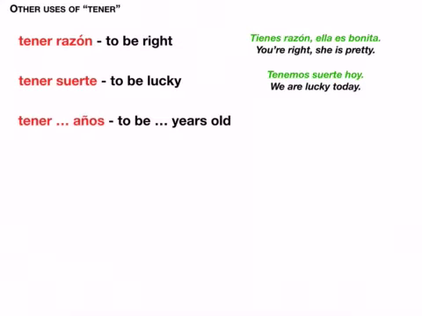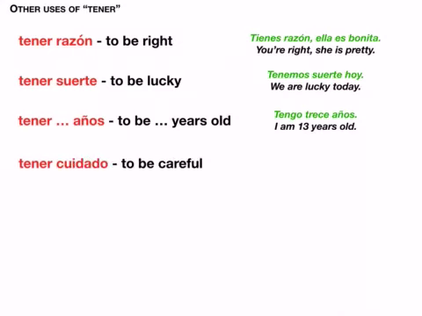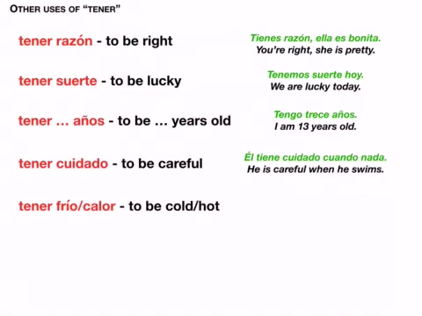Tener años is the way that they say how old they are. So tengo 13 años literally means I have 13 years. But in English, we wouldn't say I have 13. We would say I am 13 years old. But in Spanish, they use tener for that. Tener cuidado means to take care or to be careful. Cuidar means to care. So él tiene cuidado cuando nada. Nadar means to swim, so nada means he swims. He is careful when he swims. Tener frío or calor means to be hot or cold. Yo tengo frío en el invierno. I am cold in the winter.